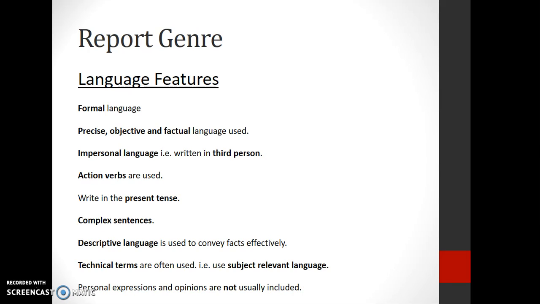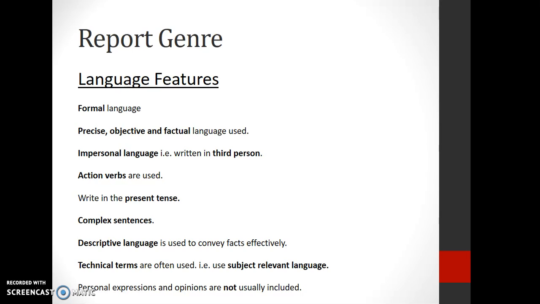The features: very formal language is used. The language is precise, objective, and factual. It is impersonal, which means it cannot be written in first person. It must be written in third person. What that means, remembering, is that it cannot use words like "I suggest this," "we should do this." It is in third person.